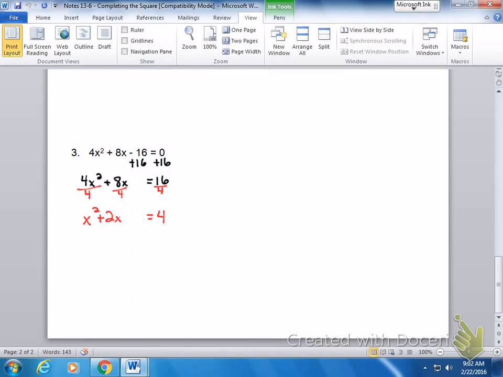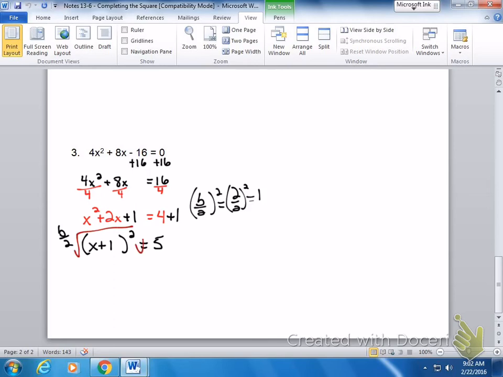So I'm going to take my b value, divide it by 2, and square it. Well, our b is 2, so 2 divided by 2 is 1, and 1 squared is 1. I'm just going to add 1 to both sides. Now I need to factor it. Remember, b over 2 is going to give me my number, so I have x plus 2 over 2 is 1, equals 4 plus 1 is 5.